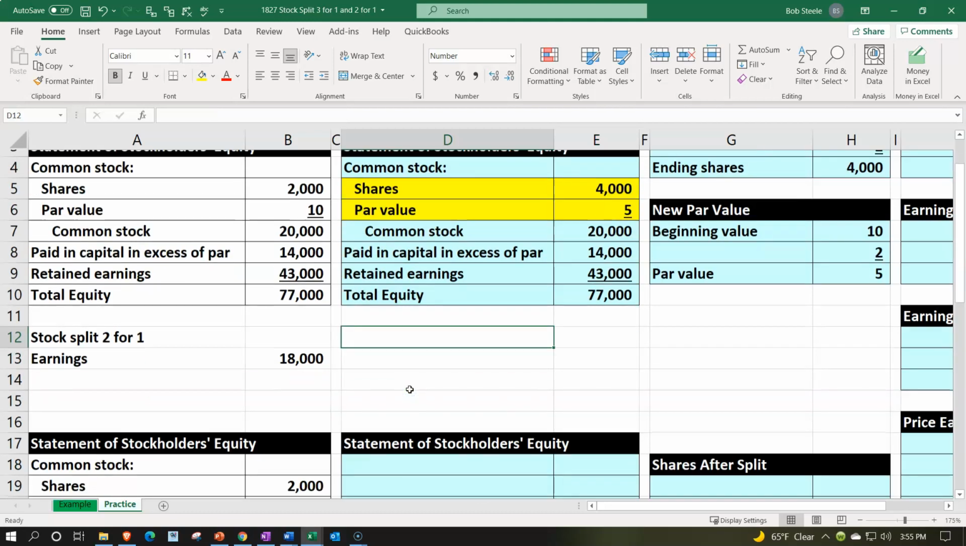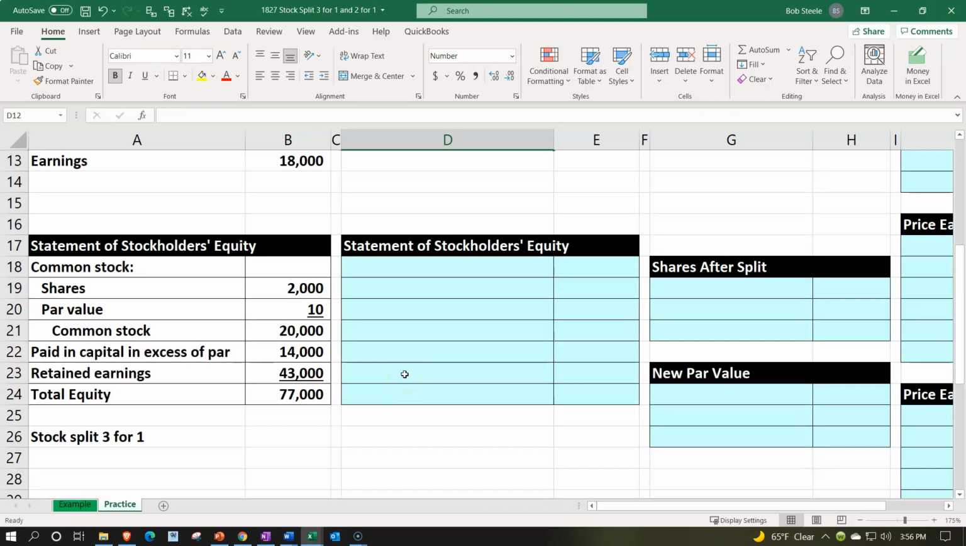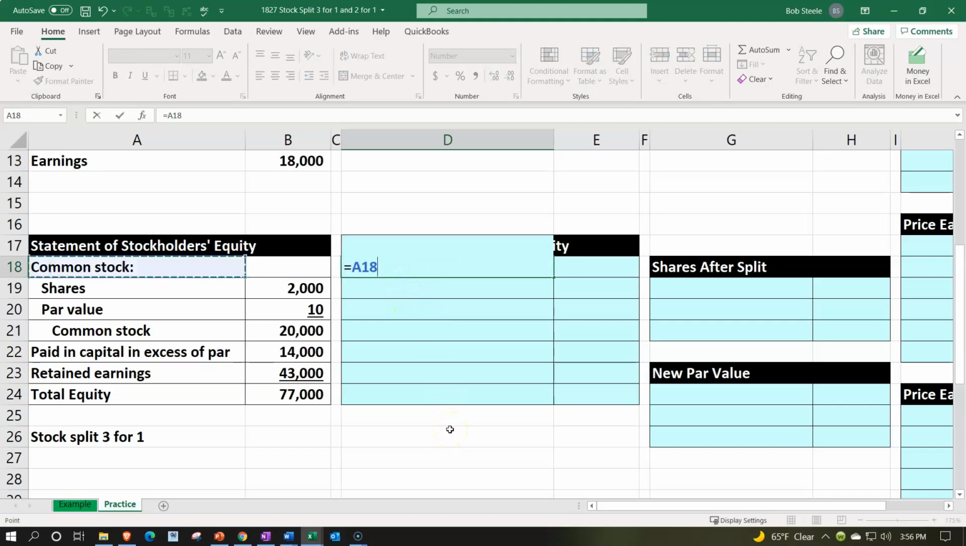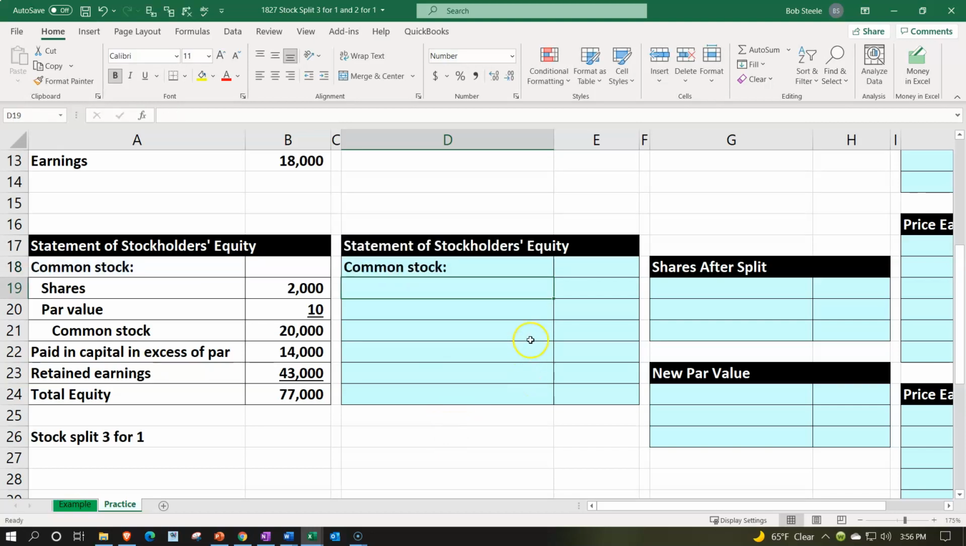Okay, now let's do it down here and say, well, what if we had like a 3-for-1 stock split? Then what would happen? All right, similar kind of process. Let's do the same thing. I'm going to pull over our equity section again in a similar fashion. And we're going to copy that down. I'm going to autofill this down. Let's do our indentations just so we get a feel for what the equity section looks like. Selecting these cells, alignment, indent, common stock, and then indent that again.